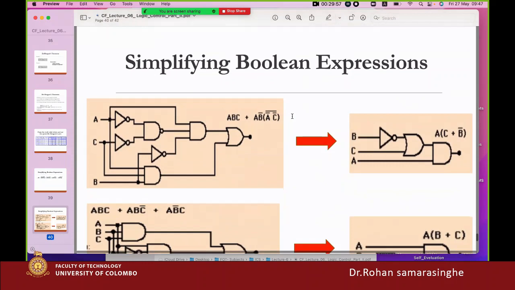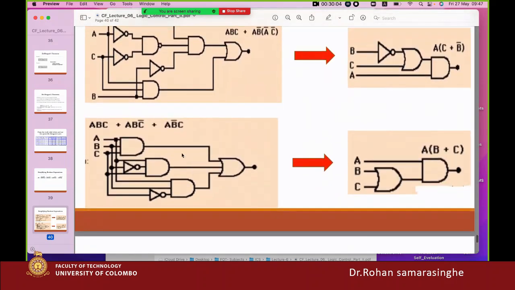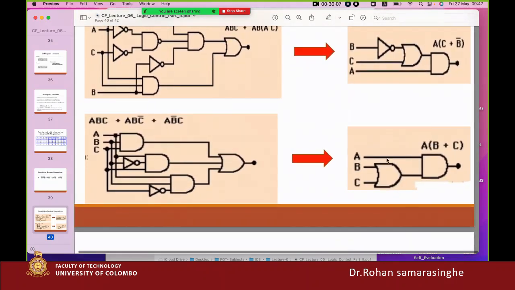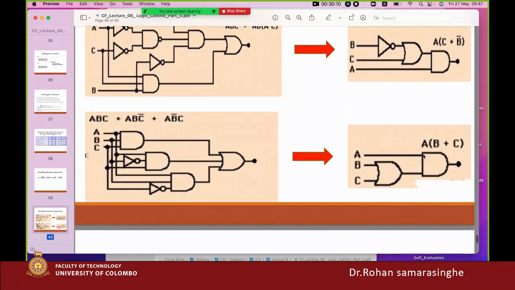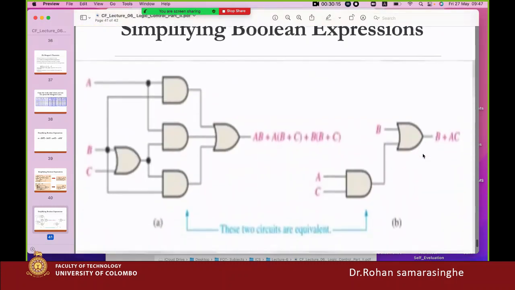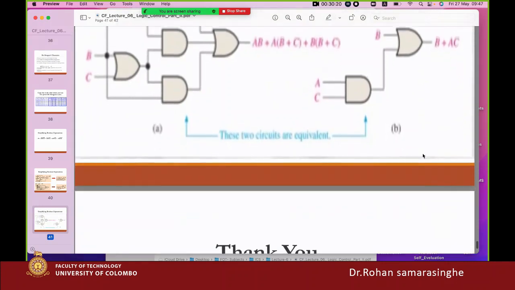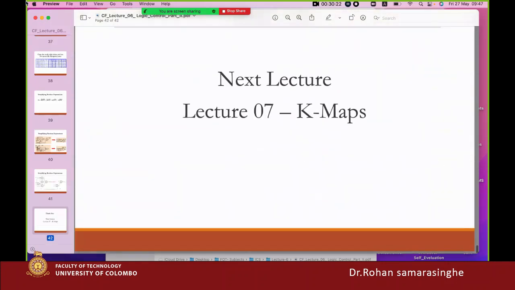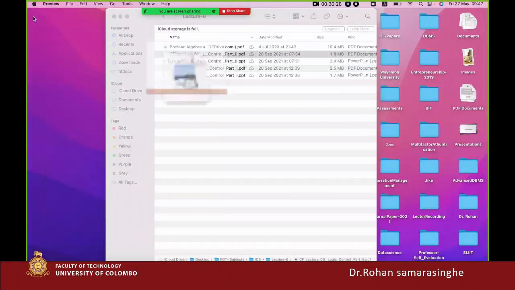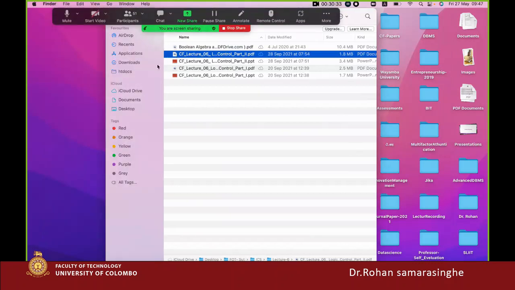We have done some examples in the class. From this circuit we try to simplify to this one, and this expression we try to simplify, A plus B plus C, A within bracket B plus C. Here are some examples I explained of this one, and next the K map. After explaining the K map, I will discuss some questions.